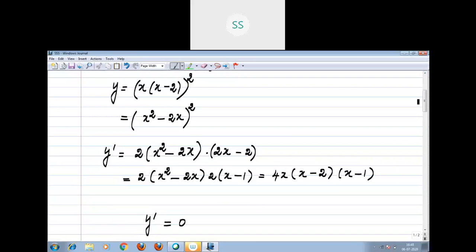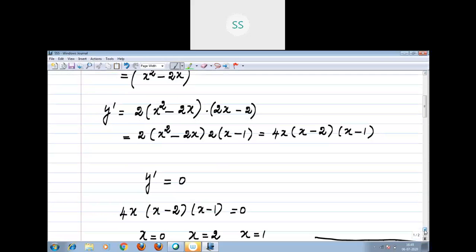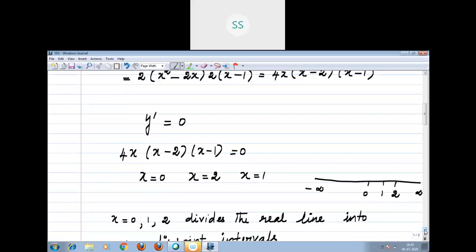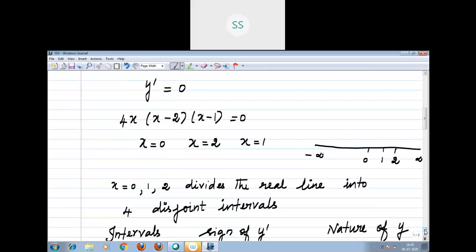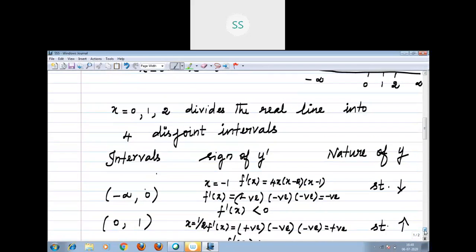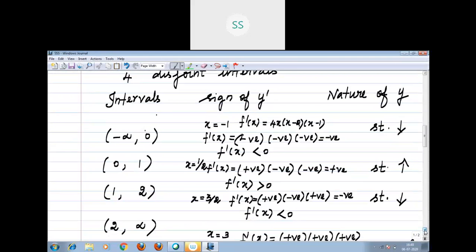Find the value. So that is what I did here, you see, I am equating the derivative to 0. So 4x into (x minus 2) into (x minus 1) equal to 0. I arrived at the solution of x as 0, 1, 2. That 0, 1, 2 divides the real line into 4 disjoint intervals. Those 4 disjoint intervals I am showing here: minus infinity to 0, 0 to 1, 1 to 2, 2 to infinity.